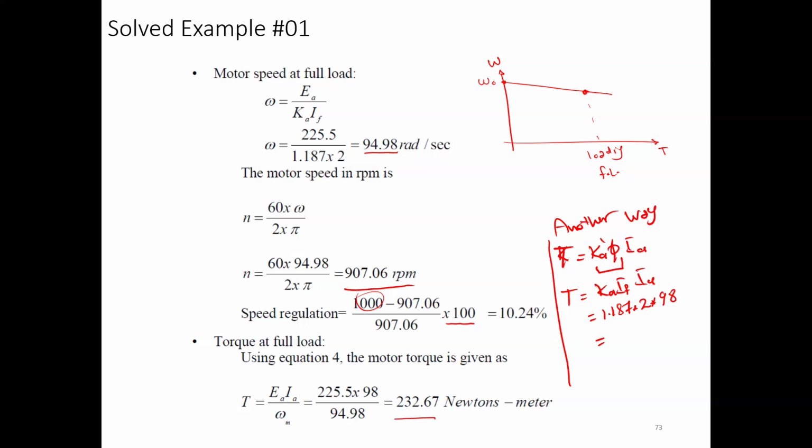So 1.187 times 2 times 98. So this gives 232.652 Newton meter. If you compare these values, you will find a very small calculation error, which is acceptable. So this is the amount of torque in this question.